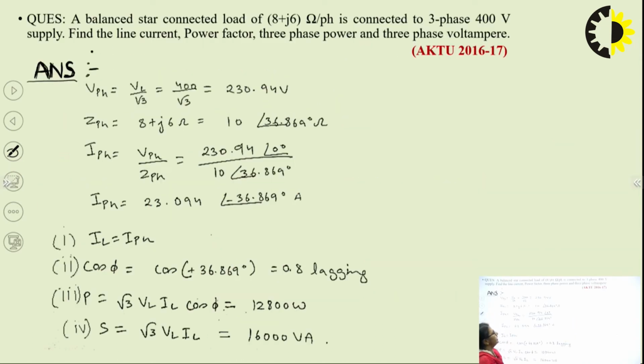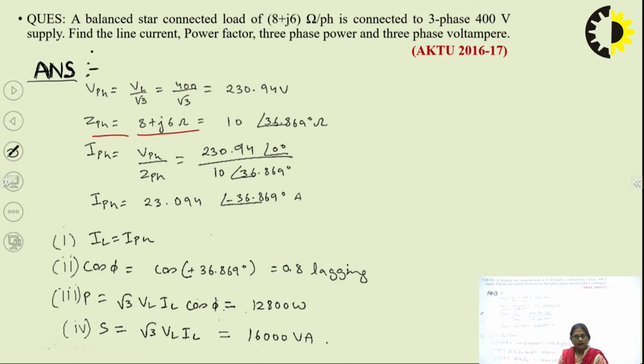Now, taking the question which appeared in the university exam 2016-17: a balanced star connected load of 8 plus j6 ohms per phase is connected to a 3-phase 400 volt supply. Find the line current, the power factor, the 3-phase power and the 3-phase volt ampere, right? If that is so, first, it is a balanced star connected load, right? What is the value of the load? The load impedance ZPH is given by 8 plus j6, right?